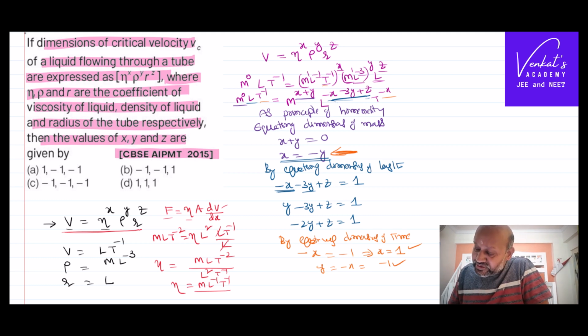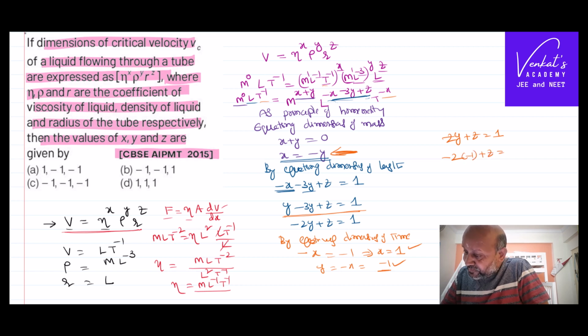I can substitute them in this equation, so I can get the value of z. What's the equation that we have got? Minus 2y plus z is equal to 1, right? Minus 2 into y value, which is minus 1, plus z equal to 1. That is 2 plus z equal to 1. Z equal to 1 minus 2, that is minus 1. Then I got the values of x, y, and z, all of them, right?